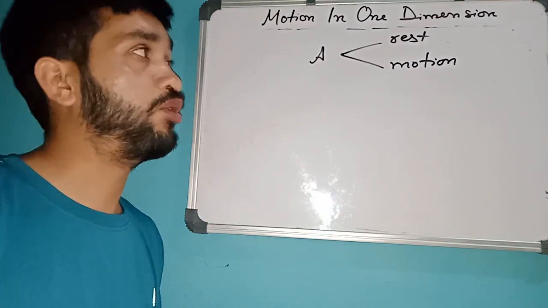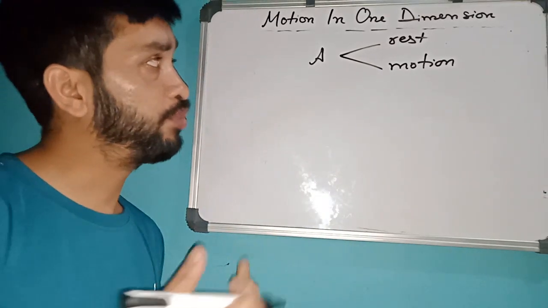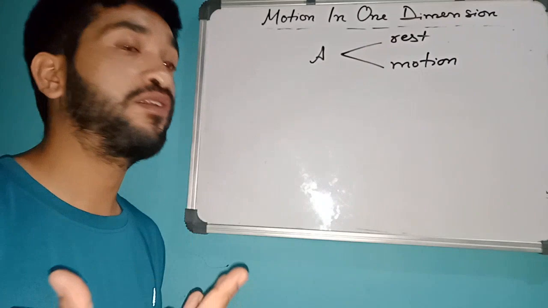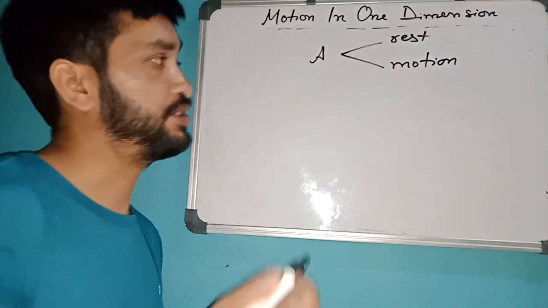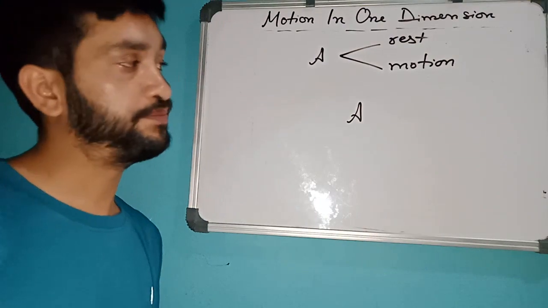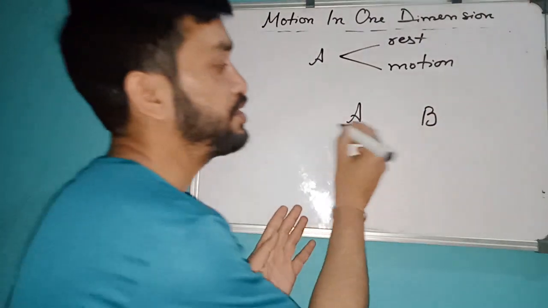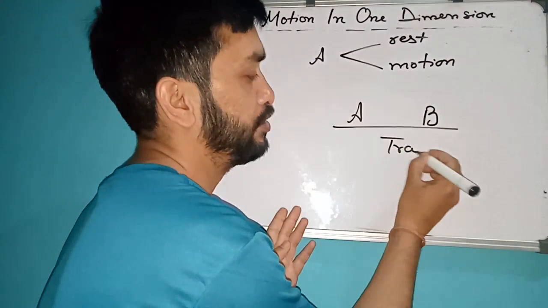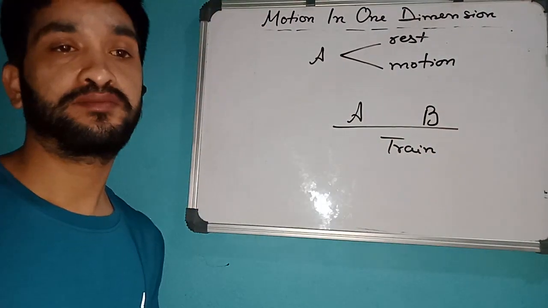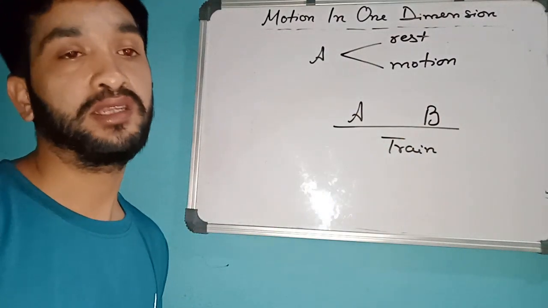It's not according to the normal life. Clear? So let's take, how can we prove that A is at rest? A can be at rest and A can also be in motion. See, suppose I'm taking a person A and a person B, and both of these are in a train. Suppose they are traveling in a train.